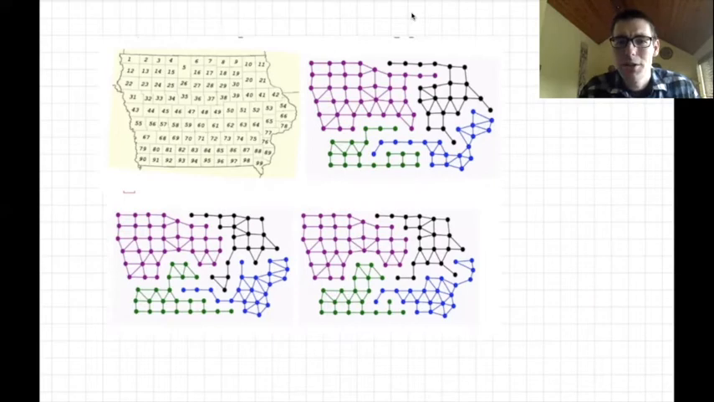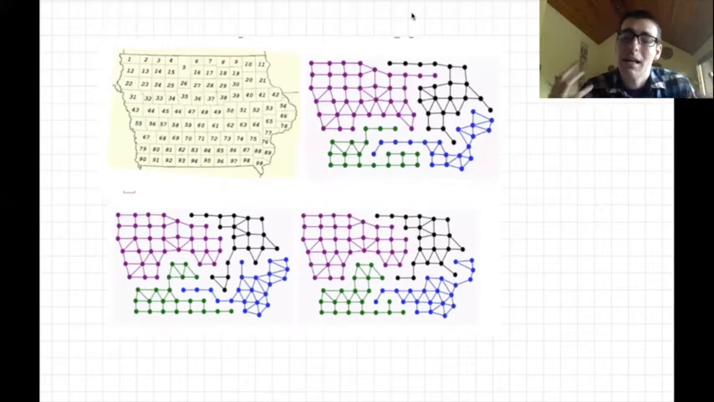A similar situation is happening here in Iowa, and a much, much bigger situation is happening in other states like Pennsylvania, where we're not working with only 99 building blocks, we're working with thousands of building blocks for our districts. So it's not possible to check all of the possible districting maps. There are just way, way, way, way too many of them.